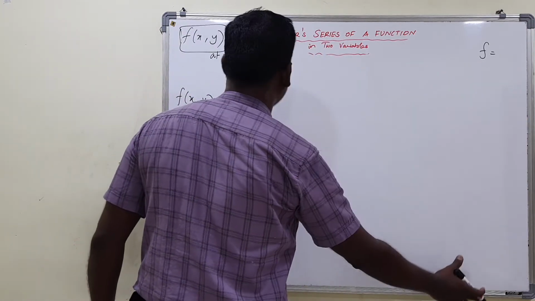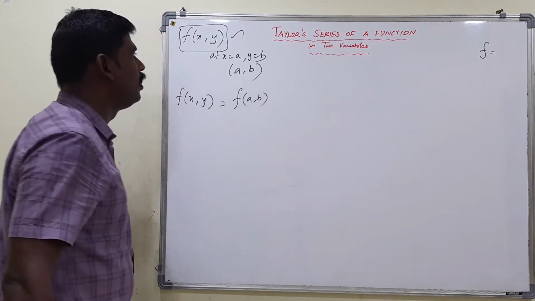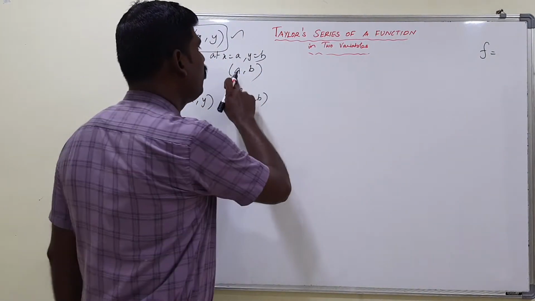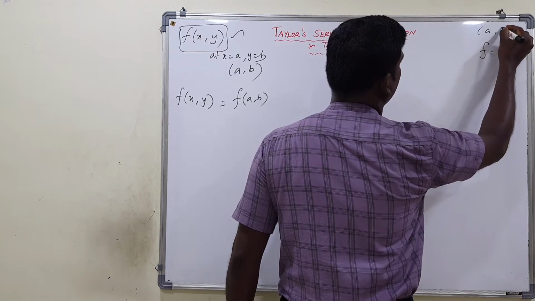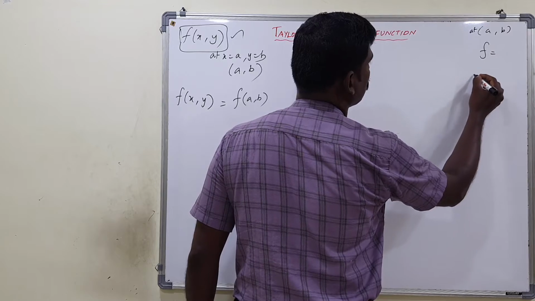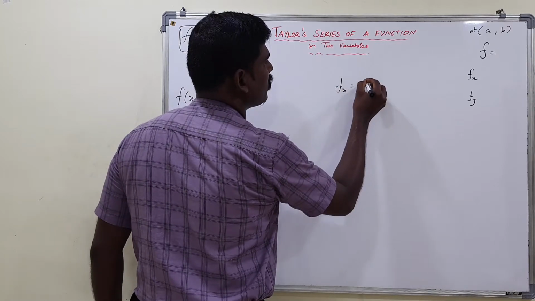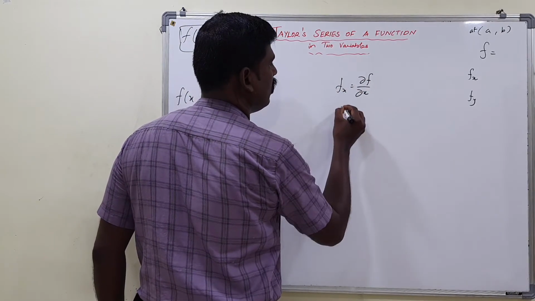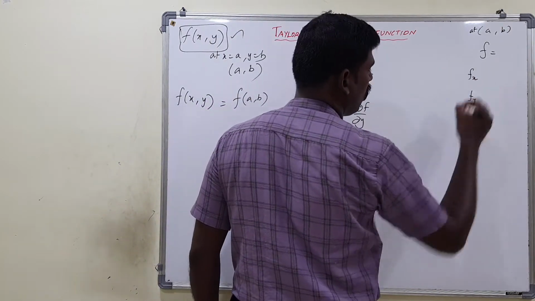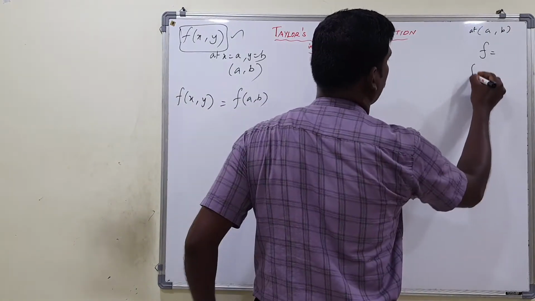After knowing all these partial derivatives and substituting here, you can get the Taylor series of a function in 2 variables. So f of x comma y is given, I simply take it as f. I am going to find the value of f at a comma b, and then the first order partial derivatives. What are the first order partial derivatives? fx and fy. What do you mean by fx? fx is nothing but the partial derivative of f with respect to x. What do you mean by fy? The partial derivative of f with respect to y. So these two are first order partial derivatives, isn't it?